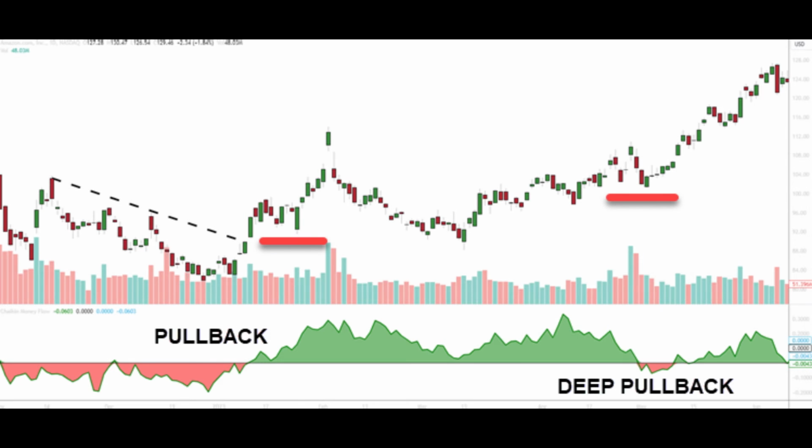To manage our risk, we want to set a protective stop loss below the previous pullback low. This way, if price moves against us, we can exit the trade and protect our capital. Right? We want to limit potential losses. We want to preserve our capital.